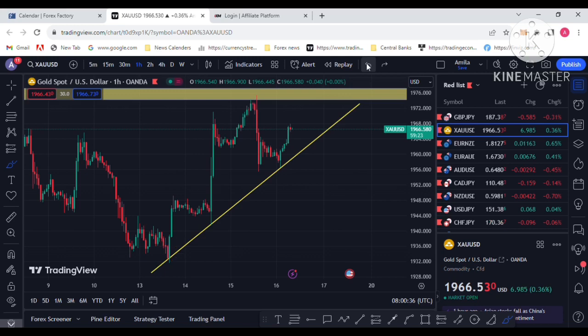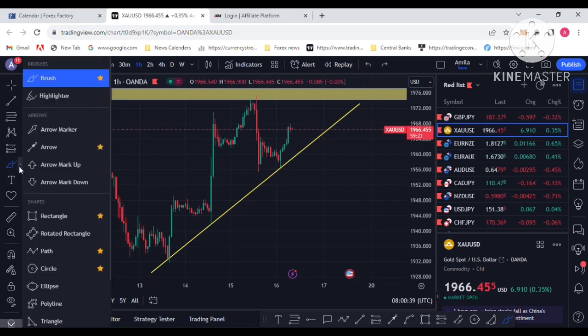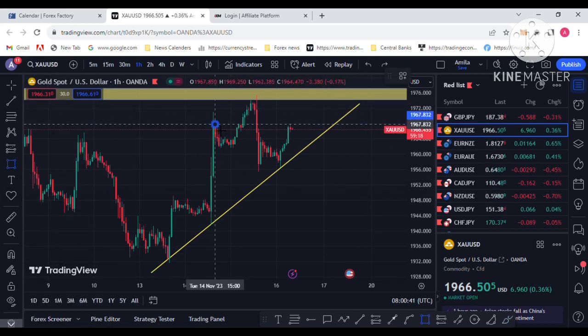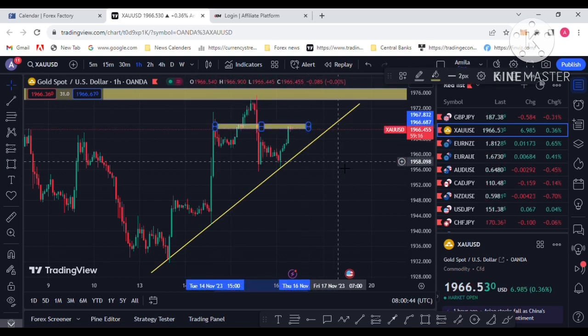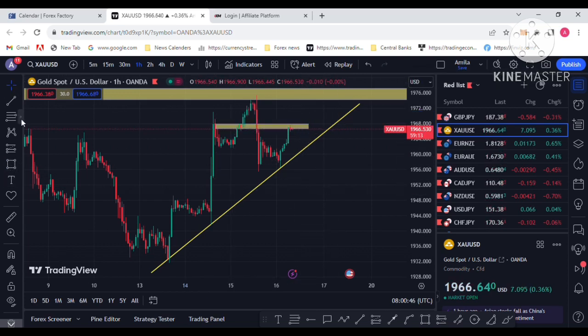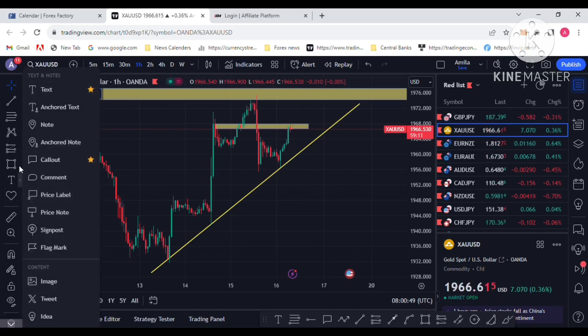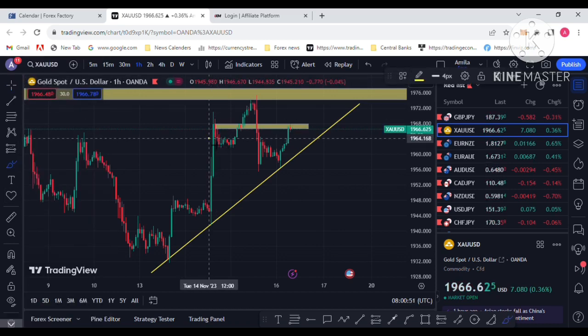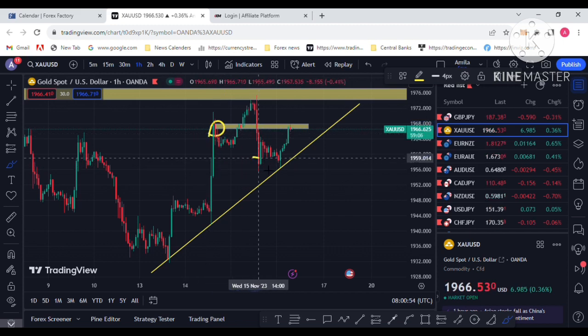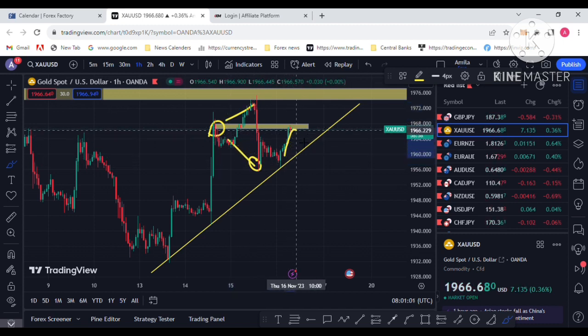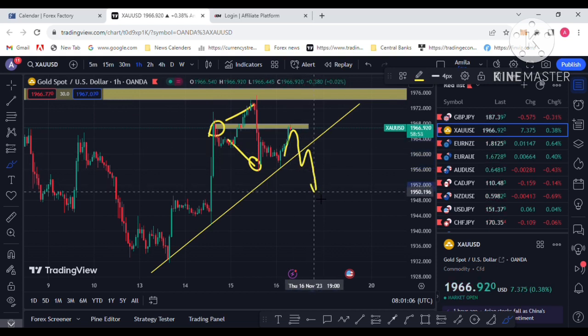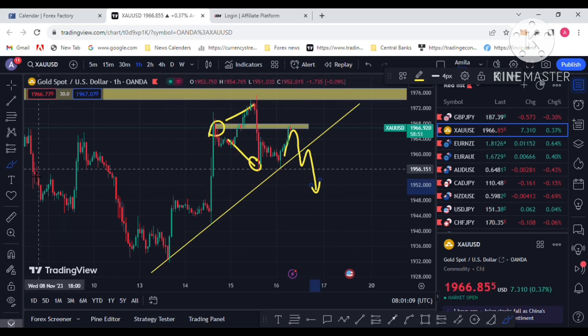On the 1-hour chart, I am seeing the Kosimoto sell level here. This price has created a higher high and a lower low, and you have a sell opportunity at 1960. This is the lower low and this is the higher high. We call this the QM Kosimoto sell level. If price does not break out of this Kosimoto sell level and drops again, you have a sell opportunity.